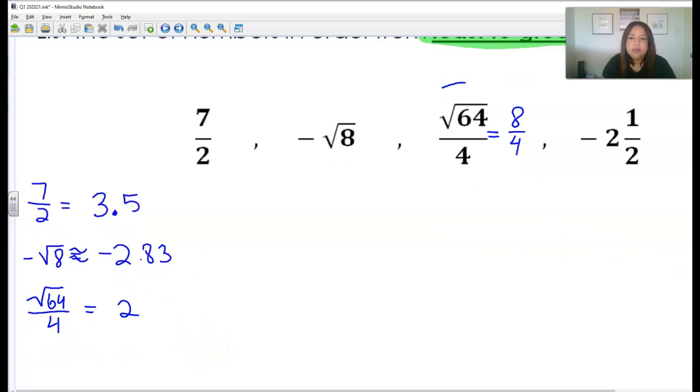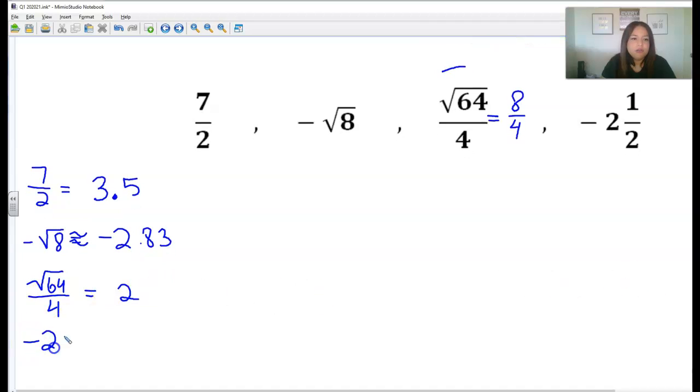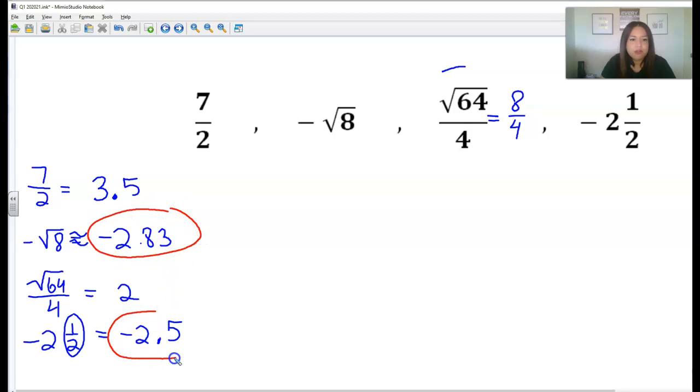Then last we have our negative 2 1/2. And remember, you keep your negative 2, and behind the decimal is what you're going to get from doing this division, which is 1 divided by 2, which is going to give me a 0.5, so I'm going to put a 0.5 right there. Now remember I told you that I like to circle my negative numbers so that I don't forget about them. So here's a negative number right there, and here's a negative number right there.